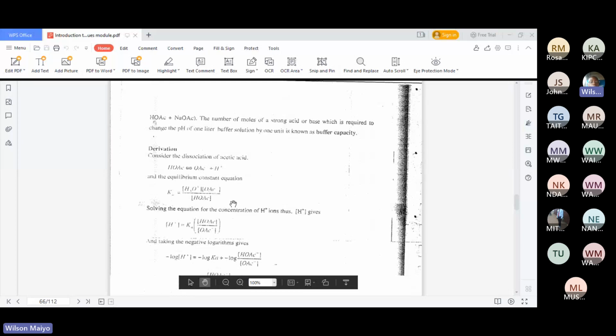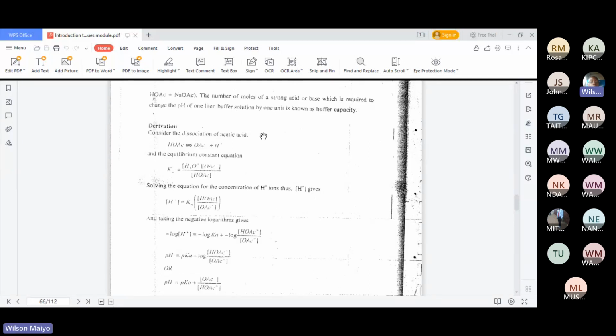So I think there's a derivation there for you. Consider dissociation of acetic acid in that form. The equilibrium constant equation will be given by Ka, which will be the hydrogen ion concentration times the acetate ion concentration divided by that of the acetic acid. Then you solve the equation for the concentration of hydrogen ions. You want to make the hydrogen ion concentration the subject, and we have that. And then taking logarithm on both sides, you break the right hand side so that because it's a multiplication, it's more or less an addition. So we'll have, but then you are taking the negative log.